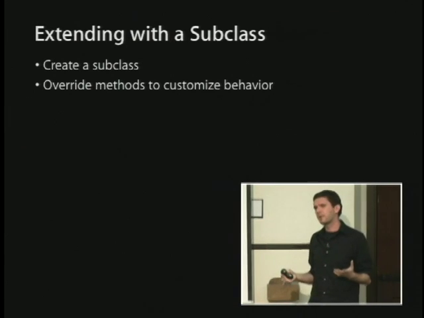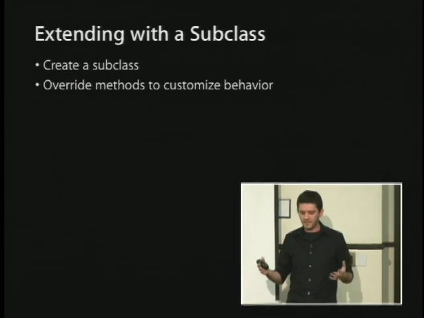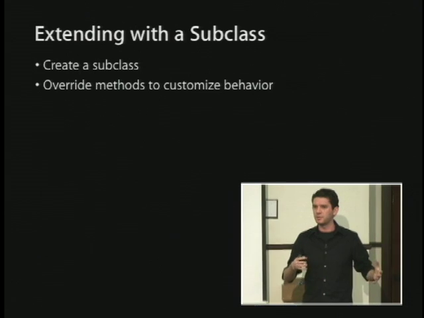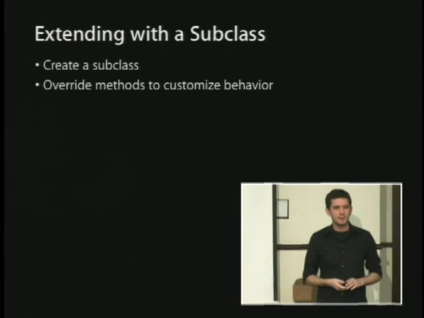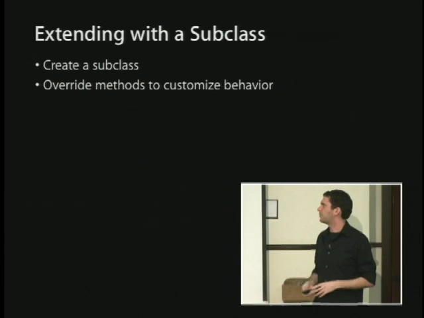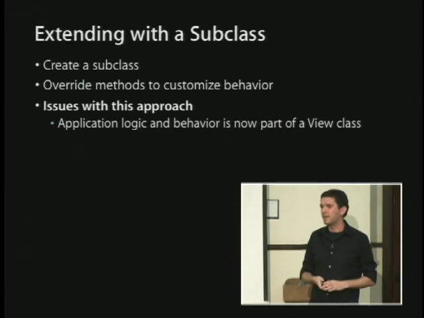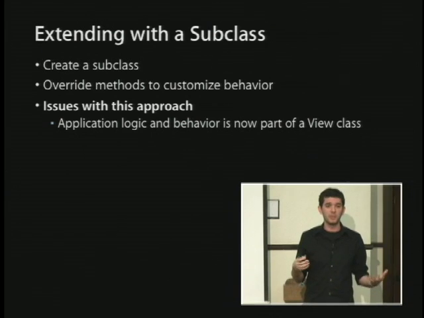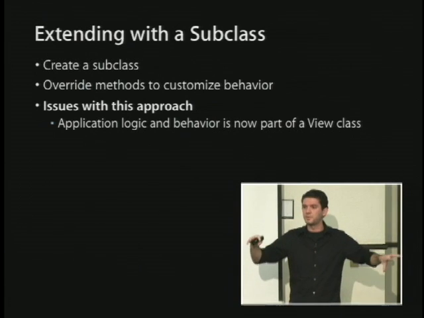So the way other languages tend to deal with this kind of thing is generally through subclassing. You would have some complicated superclass, and you'd subclass it and override some methods and change the behavior that way. In UIKit, we don't really like to do that, and there's actually a couple of reasons. So first of all, the application logic and behavior then becomes part of the view itself. You may have some custom scrolling logic that you only care about in one view controller, but you want to reuse your scroll view in multiple different places.